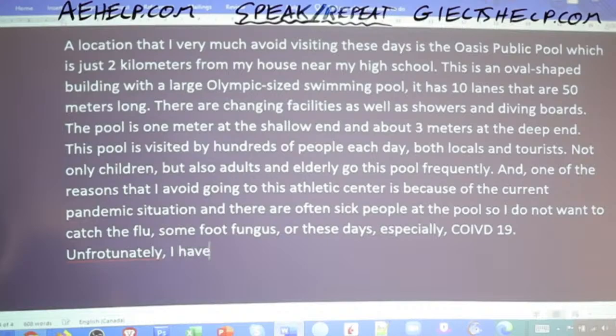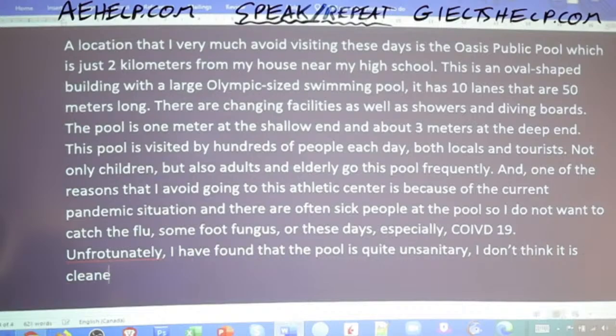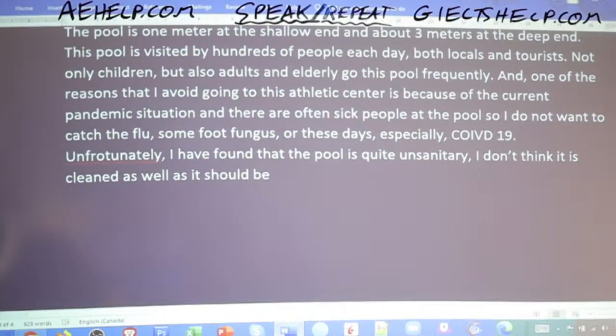Unfortunately, I have found that the pool is quite unsanitary. I don't think it is cleaned as well as it should be. And of course, disease is spread very easily in water.